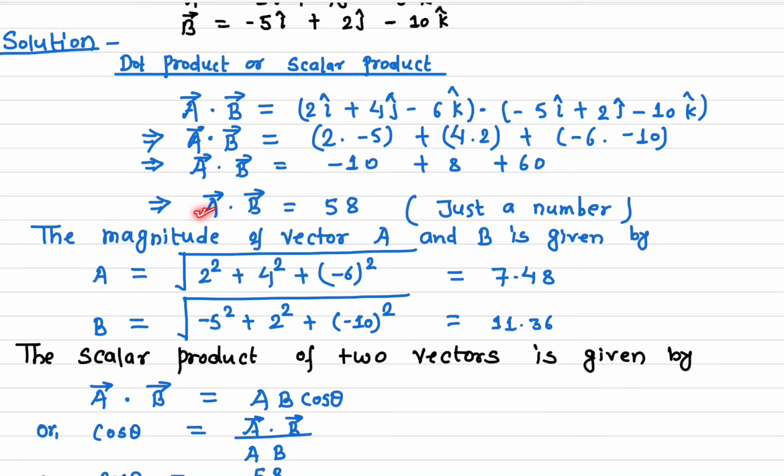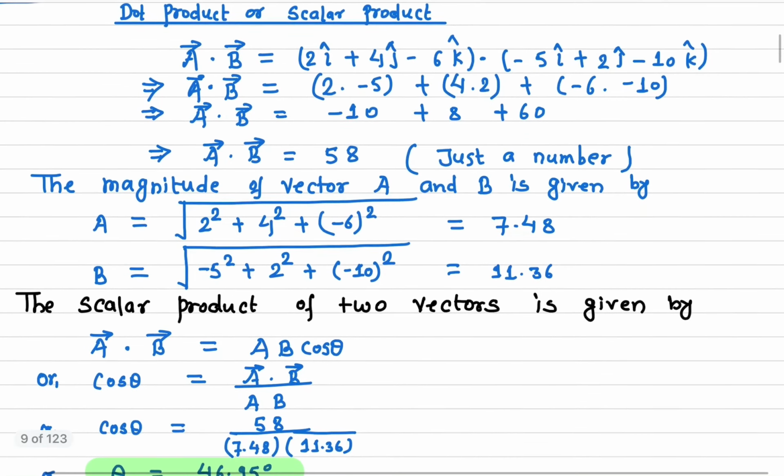So this is a vector, this is a vector, but the dot product of two vectors is just a number, or a scalar quantity. Now, in order to find the angle between them, we first need to find the magnitude of each vector. The magnitude of a vector is given by a square root. We square each number here, 2 squared plus 4 squared plus minus 6 squared. Then this will give you the magnitude of a vector.